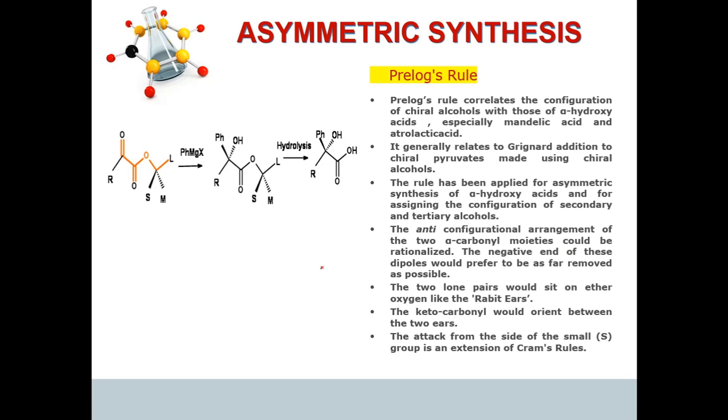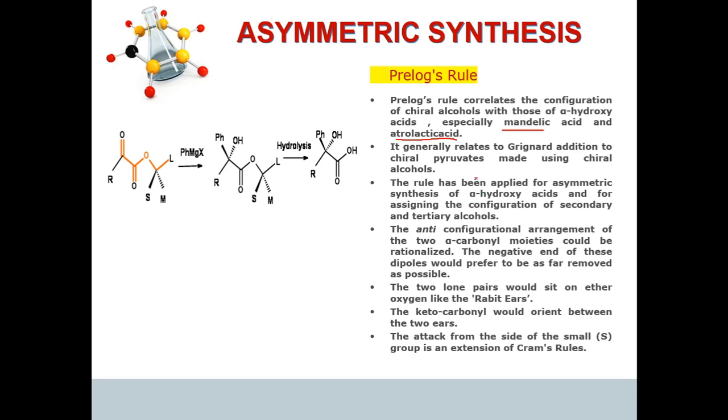Let us try to understand the next concept called Prelog's rule. Prelog's rule correlates the configuration of chiral alcohols with those of alpha hydroxy acids, especially mandelic acid and atrolactic acid. We can correlate the stereochemistry of the mandelic acid and atrolactic acid formed with that of the chiral alcohol, and therefore we can find out what would be the stereochemistry of the chiral alcohol. The process is very simple.